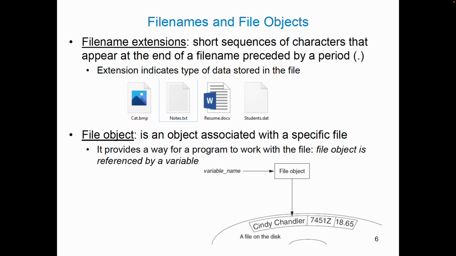And when we are processing a file through code, we need a variable. We will call it a file object. So this file object allows us to access the disk and read data from the disk or write to the disk. So this is important: we always need a variable that will handle all of these I/O operations.